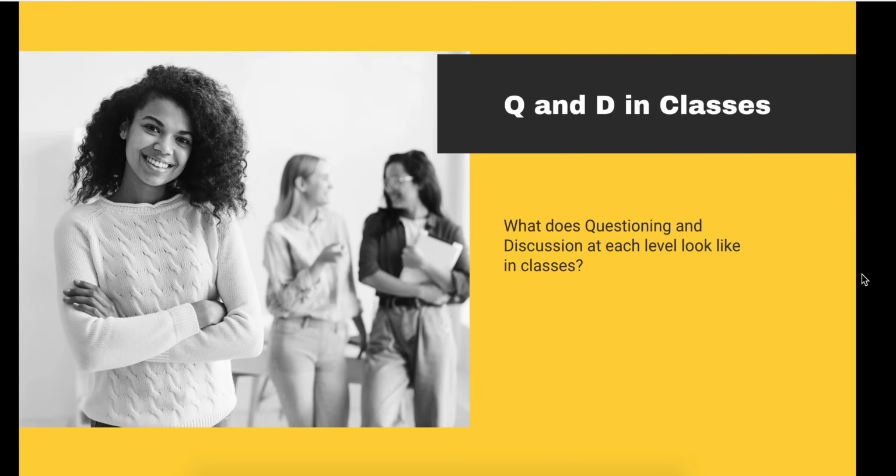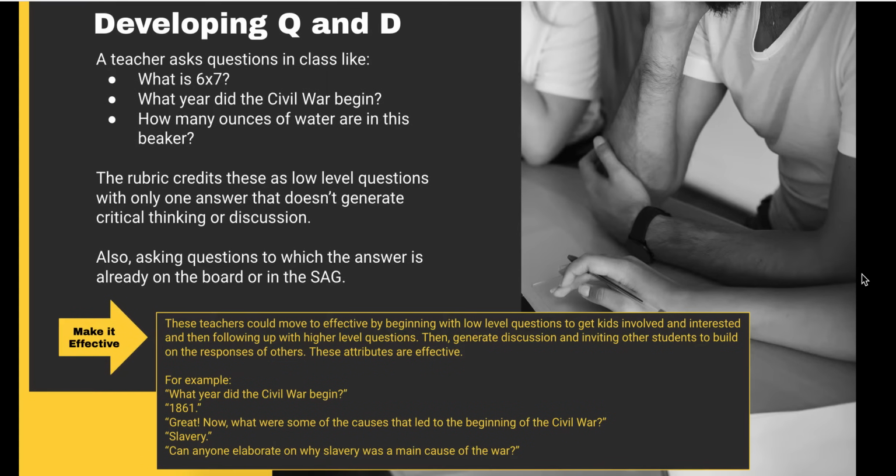So what does this look like in classes? Developing questioning and discussion in classrooms might look like a teacher asking, what's 6 times 7? What year did the Civil War begin? How many ounces of water are in the beaker? The rubric credits these as really low-level questions with only one answer, and it's not generating any discussion.